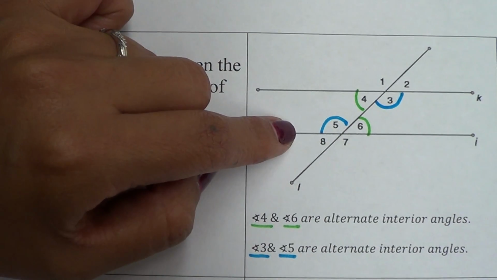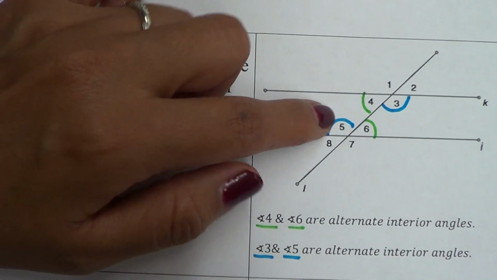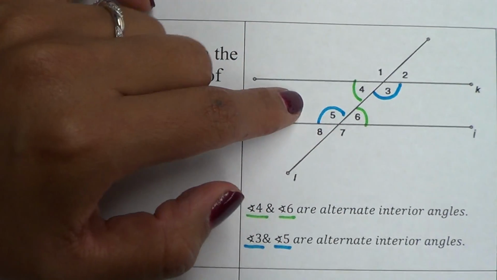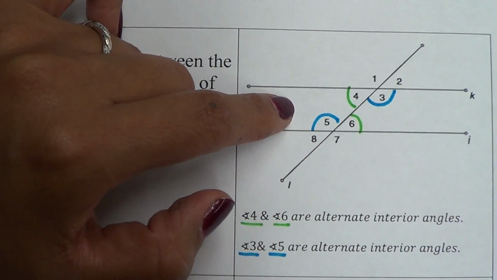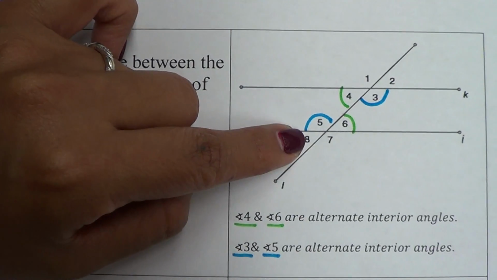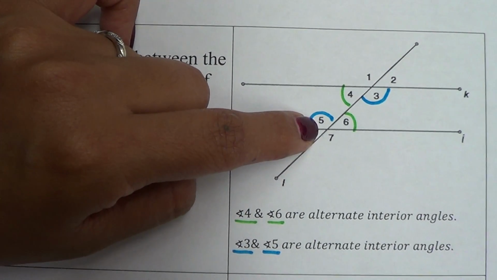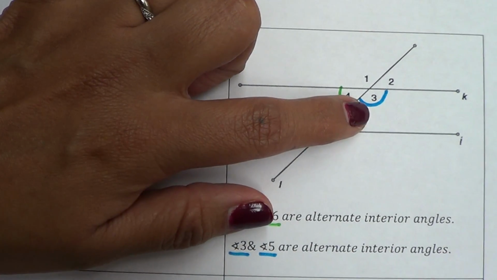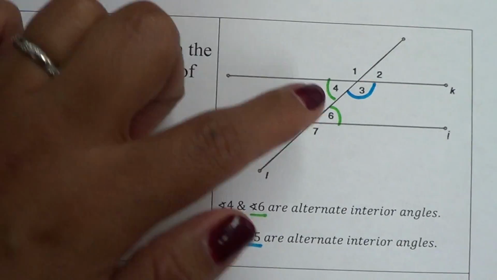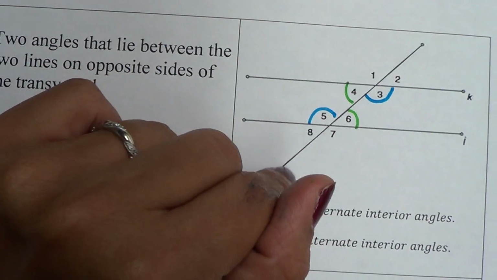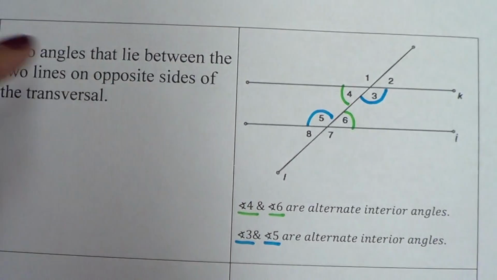Those are alternate interior angles. So they're on the inside of the 2 parallel lines, and they are on opposite sides of the transversal. Angle 5 is on the left side of the transversal, and angle 3 is on the right side. And again, the transversal would be this line right here. That's the transversal. Okay?